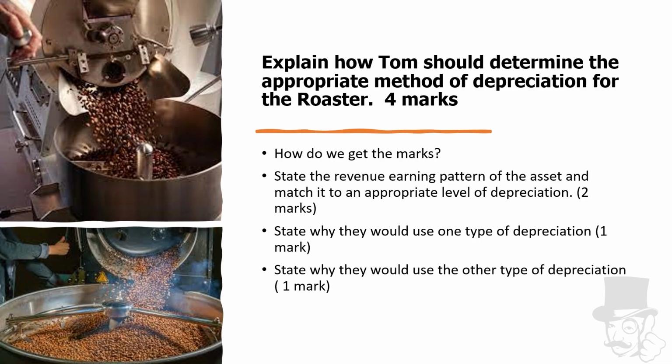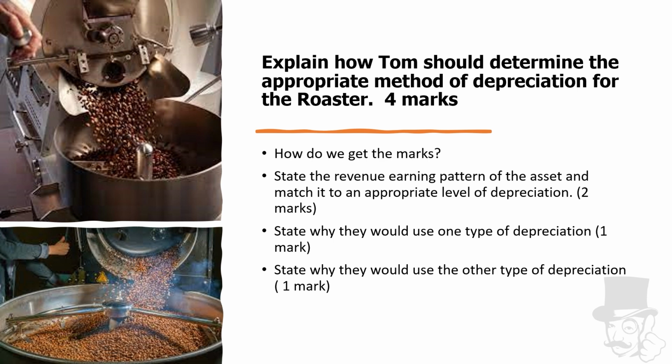So, another question, a theory question, because 40% of your SAC or exam is going to be theory. You could be asked something like this in terms of depreciation of an asset. So, explain how Tom should determine the appropriate method of depreciation for a roaster. In this case, how are we going to get the 4 marks?